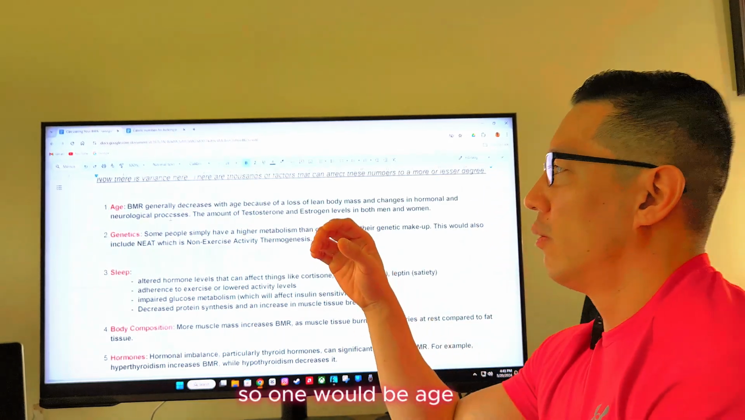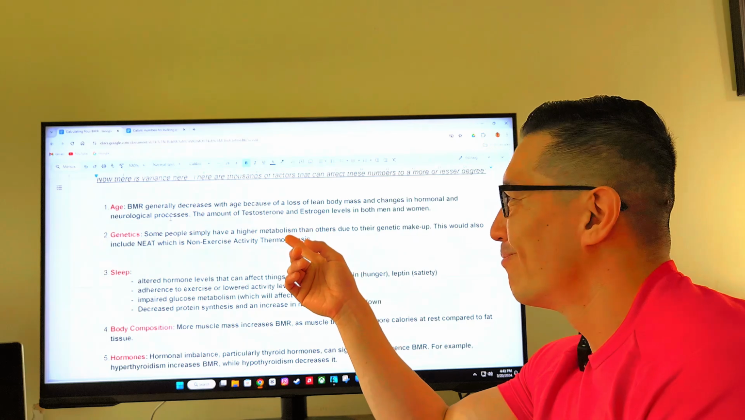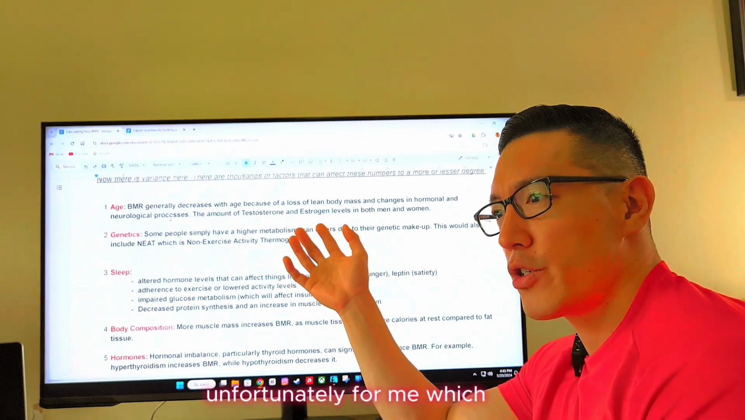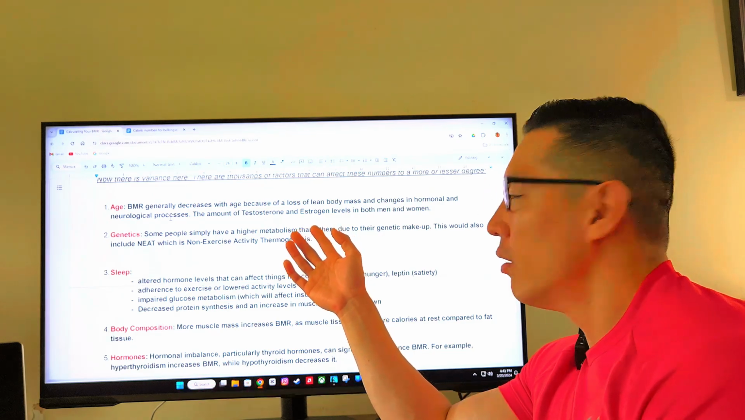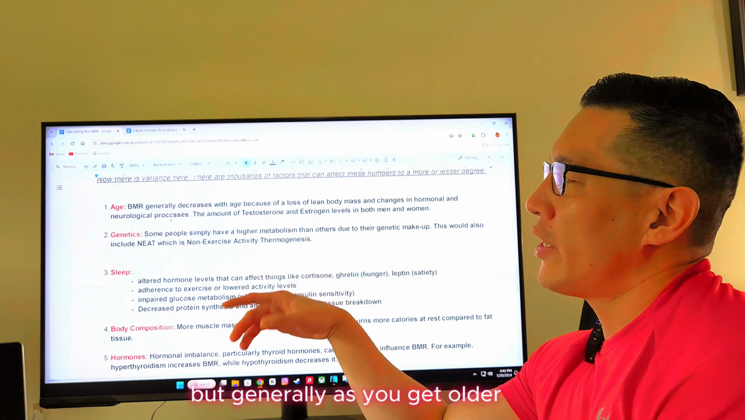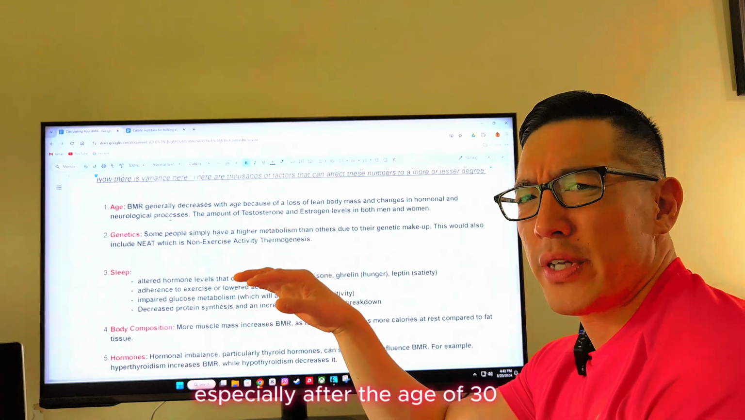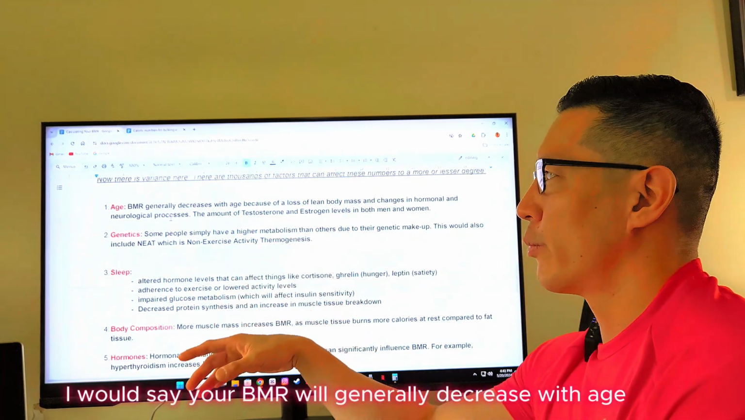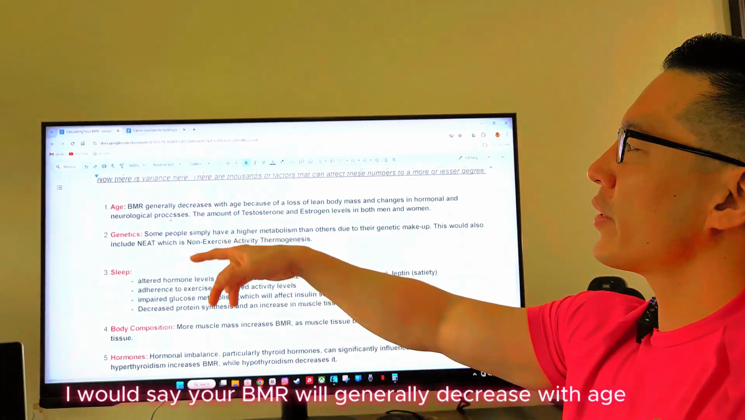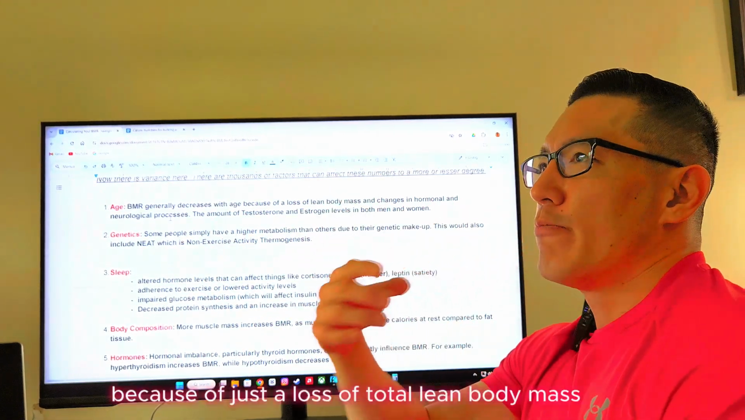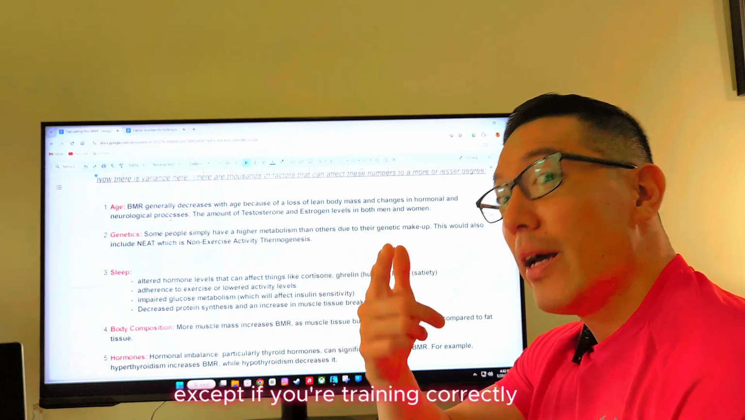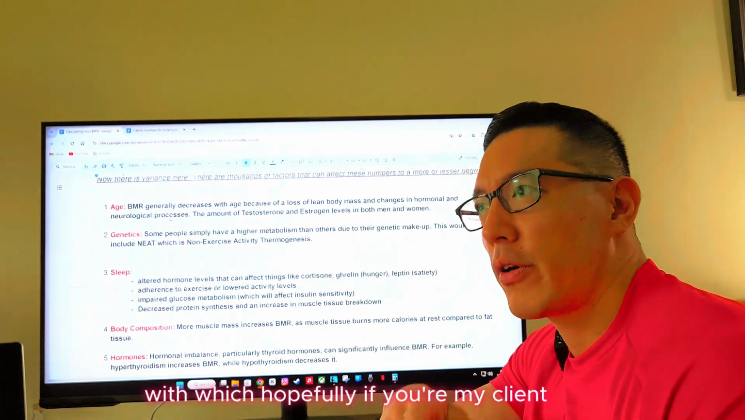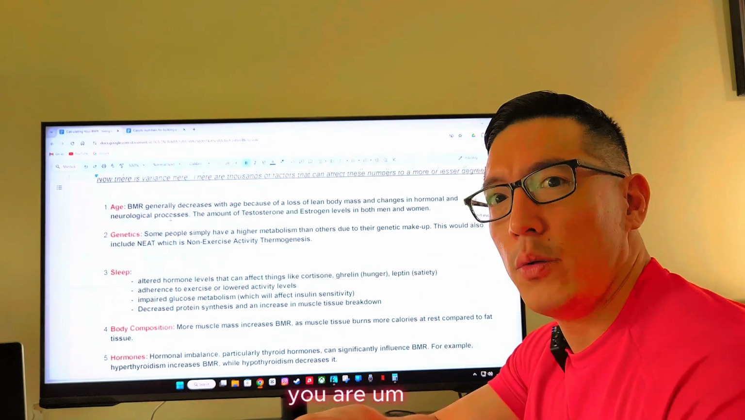So one would be age, unfortunately for me, which is not getting better by the day. But generally, as you get older, especially after the age of 30, I would say your BMR will generally decrease with age because of just a loss of total lean body mass, except if you're training correctly, which hopefully if you're my client, you are.